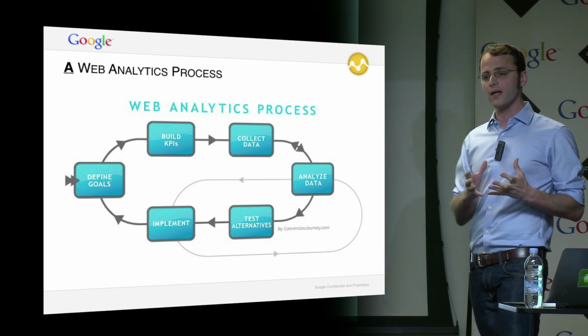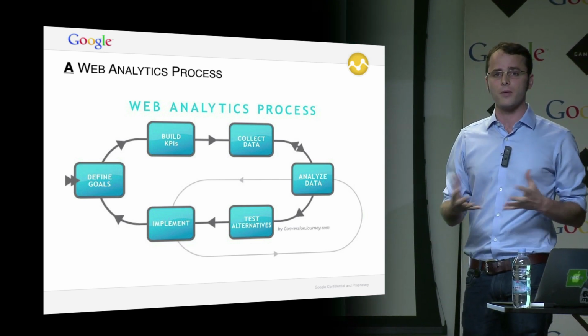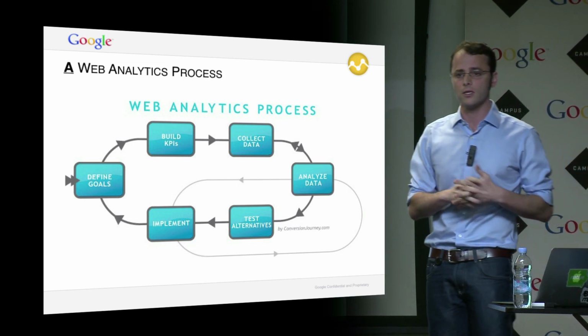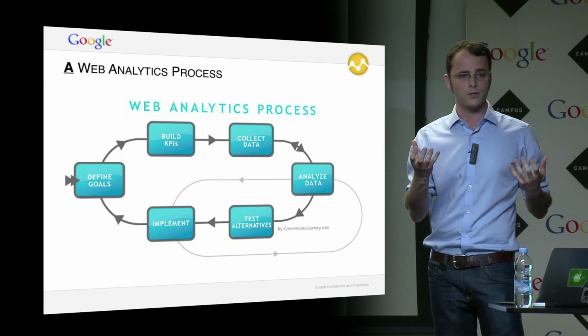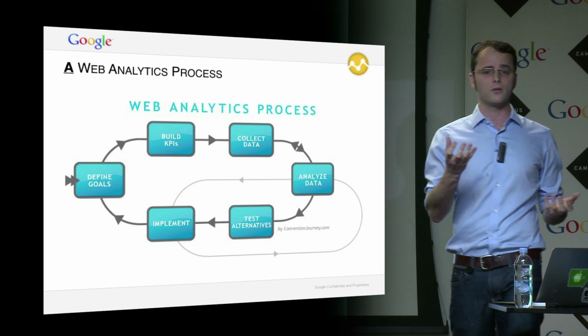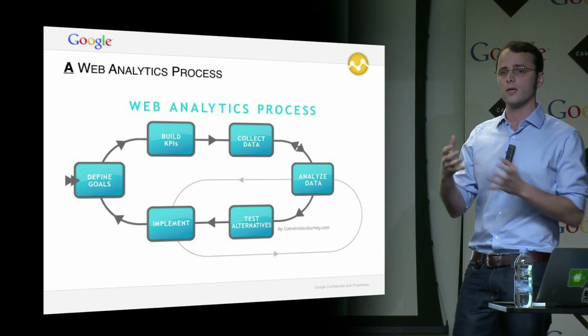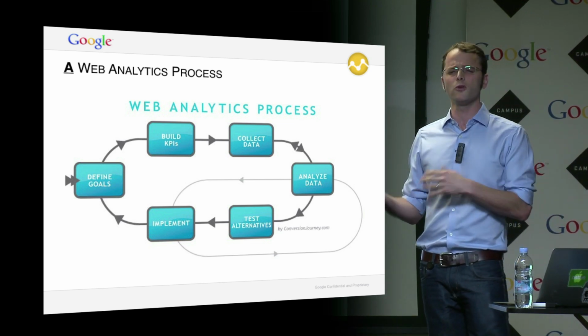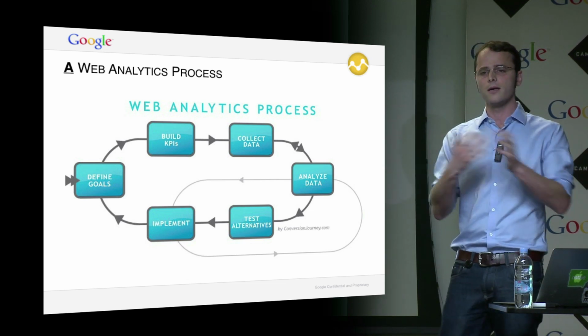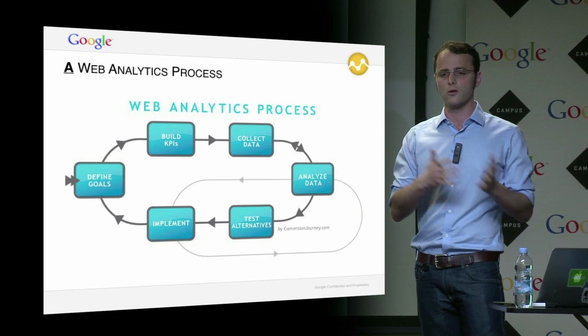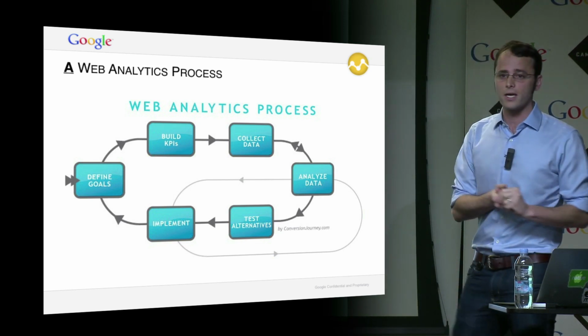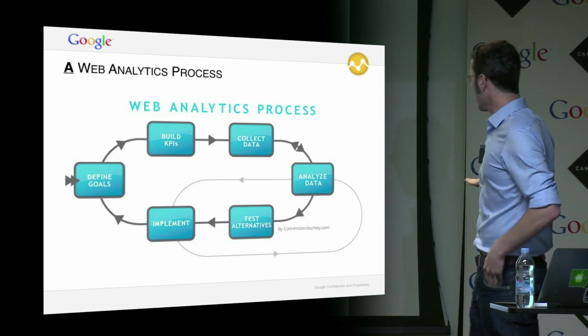And then once you define the goals, you start defining the KPIs, which are the key performance indicators. They are the numbers that you'll use to measure if you're succeeding with your goals or not. And once you have those two things, you can start collecting the data. People usually start from collecting the data, and then they look at what they're collecting. So first of all, defining the goals, then building KPIs, and collecting the data.